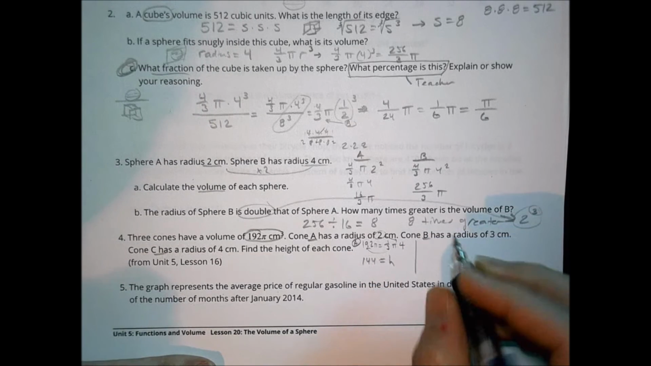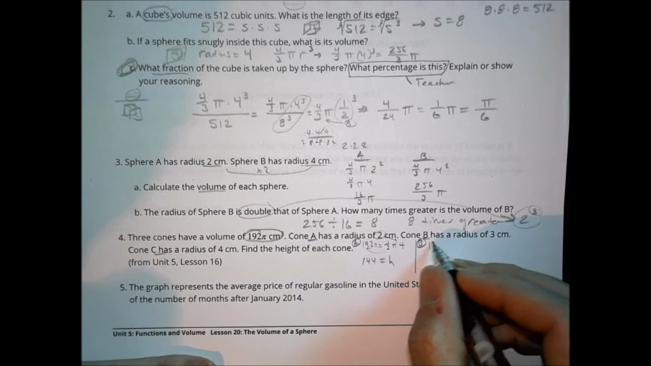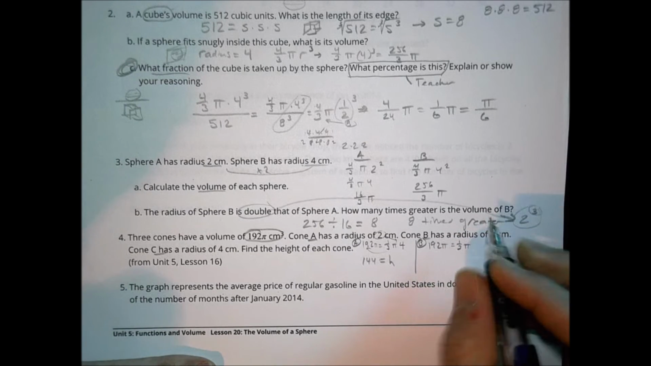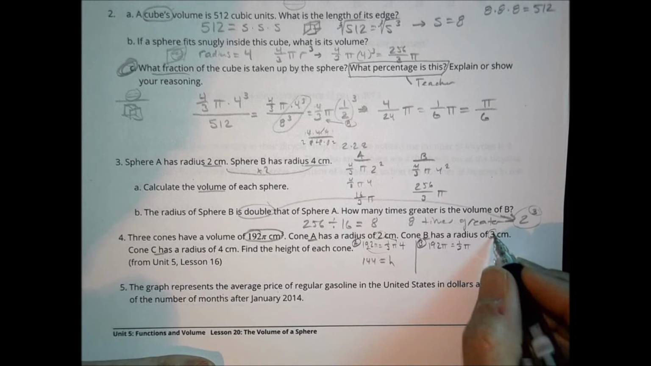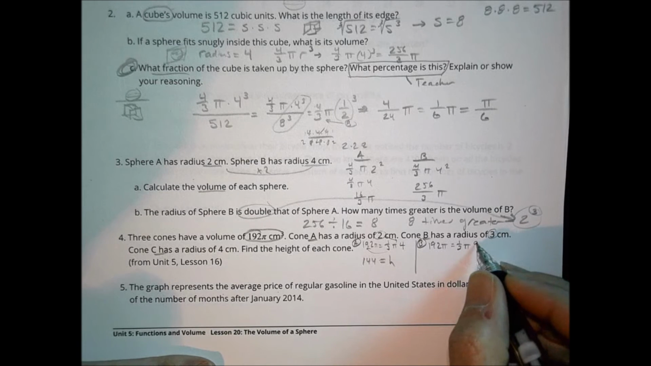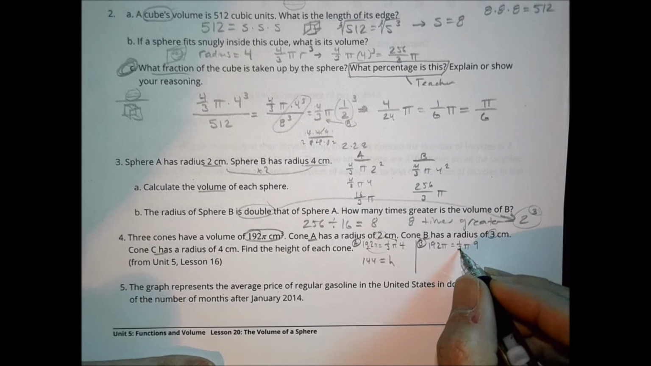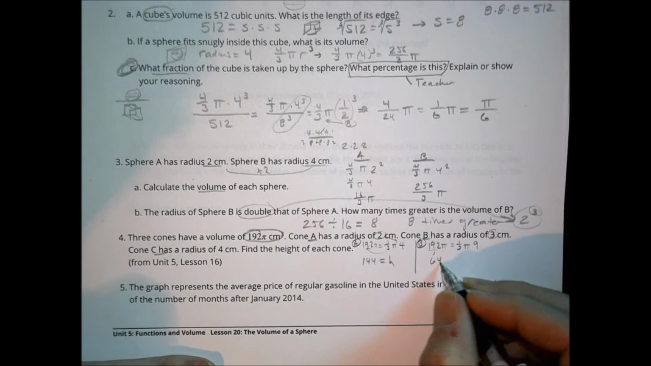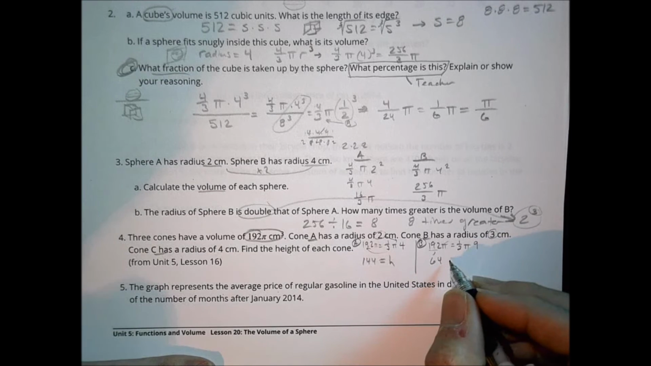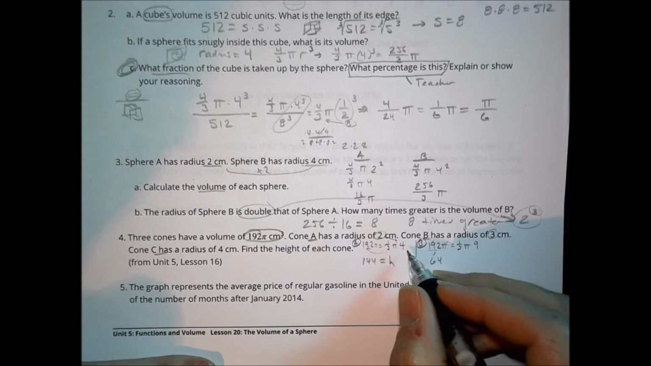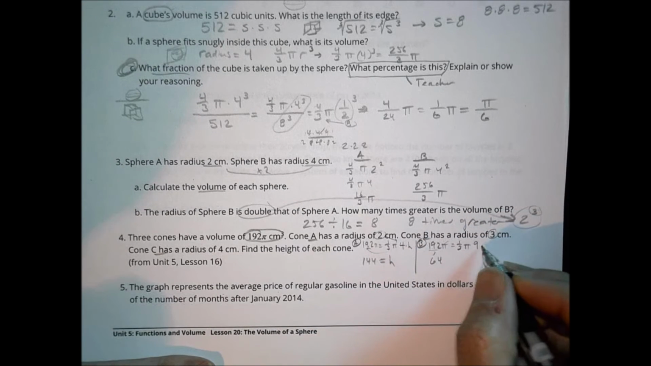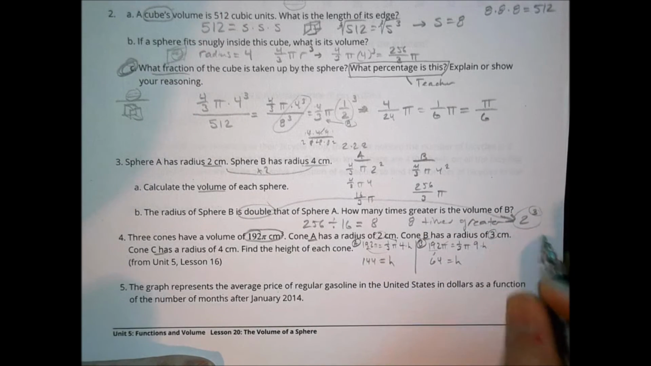For the B, we'll have 192 pi equals 1/3 pi times the radius squared. 3 squared is 9. 9 divided by 3 is 3. So now we're going to divide this by 3. 192 divided by 3 is going to get you 64. The pi's cancel out. So 64 is going to be our h value. I should have been writing this down, sorry. And h should be here and h is there. So 64 equals h there.